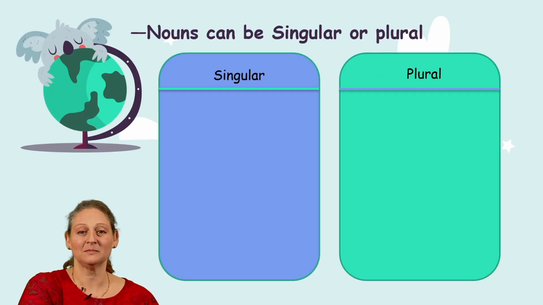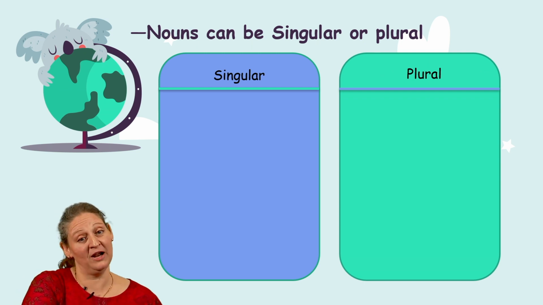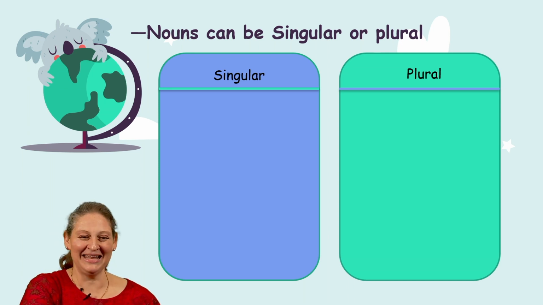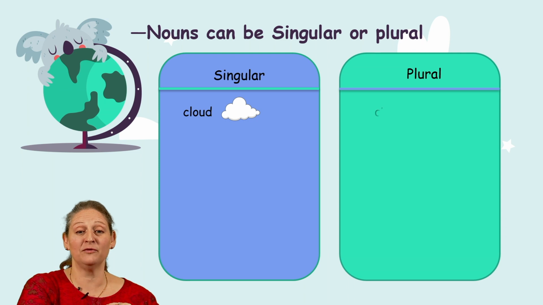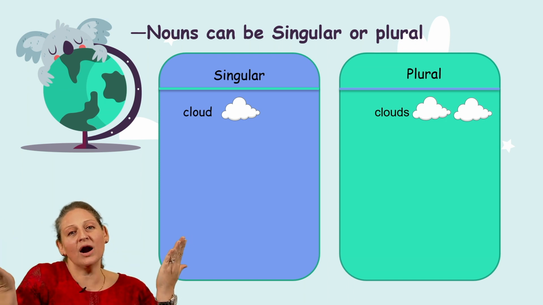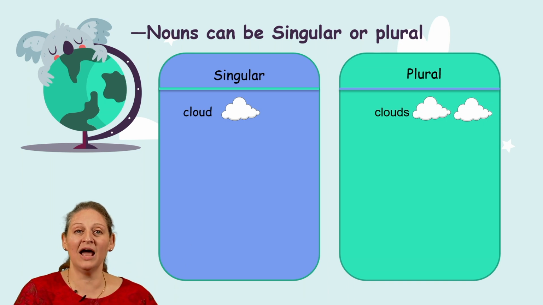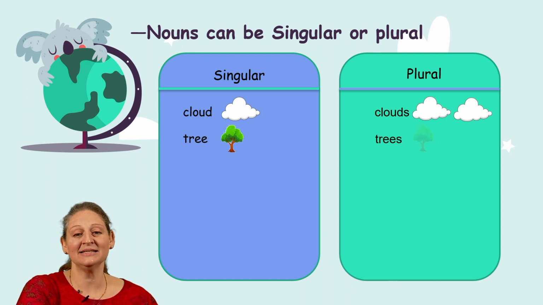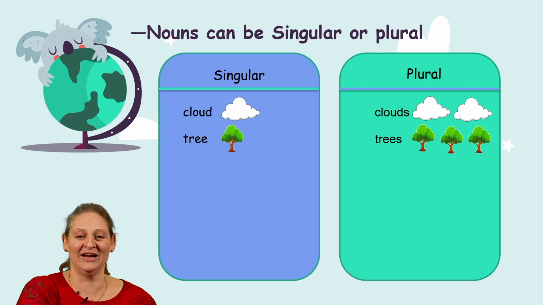Very good. Did you know that nouns can be singular or plural? You know that cloud means there is one cloud. But if we say clouds, it means we have two or more, right? Singular means one. Plural means two or more. Can you think? Tree. Tree means we have one tree. It is singular. It means only one. Trees means it's plural. It means we have more than one. Two or more, right? Very good.